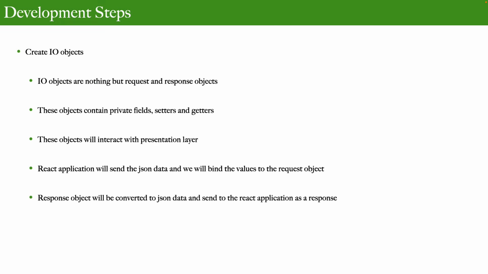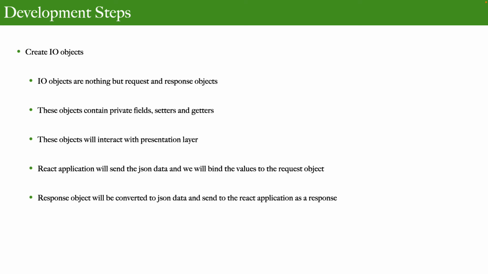The next step is to create the IO object. As I said before, in our application, we are going to create the IO objects. These IO objects are nothing but the request and response objects. These objects contain private fields, setters, and getters. This is just a POJO class. It will contain the private fields, setters, and getters.